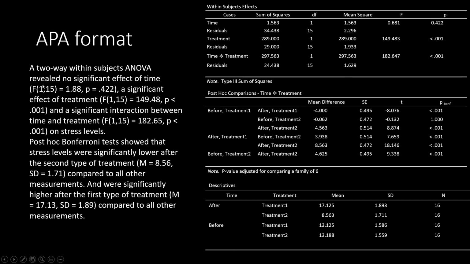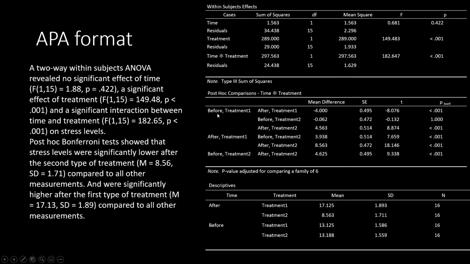I then reported my F values with my degrees of freedom between and within, the actual F value, and the p value for all three of my effects. Because we had significant results, we conducted some post hoc Bonferroni tests. So we need to convey to the reader the type of post hoc test that we conducted, so we list that here. From there, we have to report the actual results of those tests.